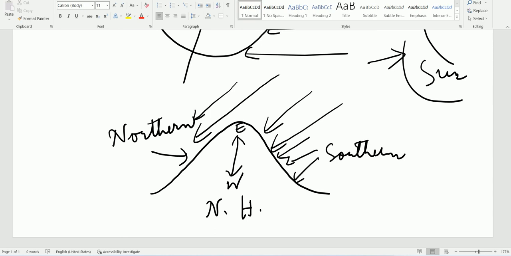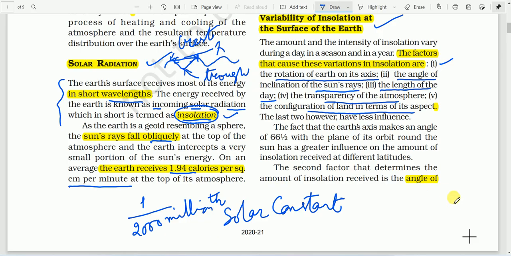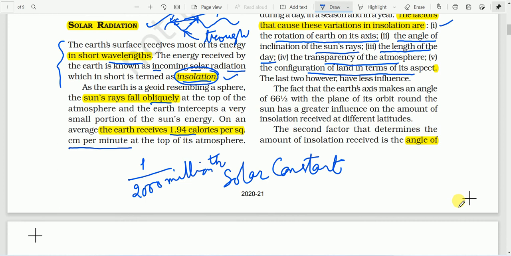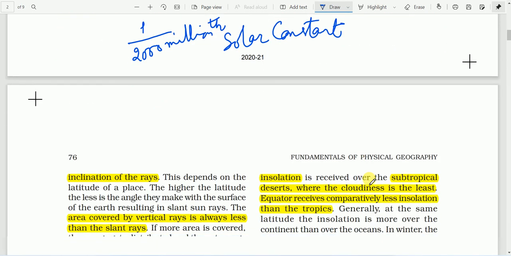So in this way, due to the aspect, due to the direction of the slope of the landforms, the amount of insolation received by our earth is different. Okay, so these are the factors affecting the amount of insolation received by the earth.